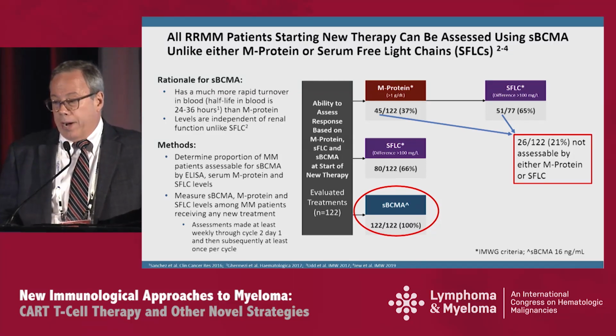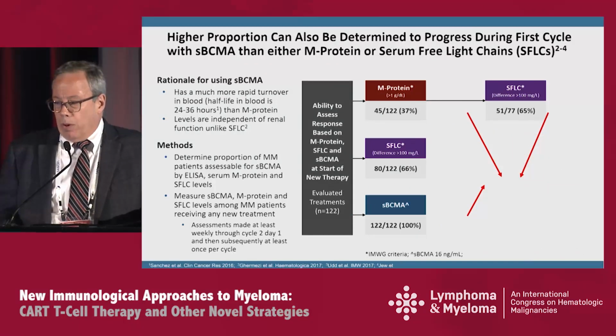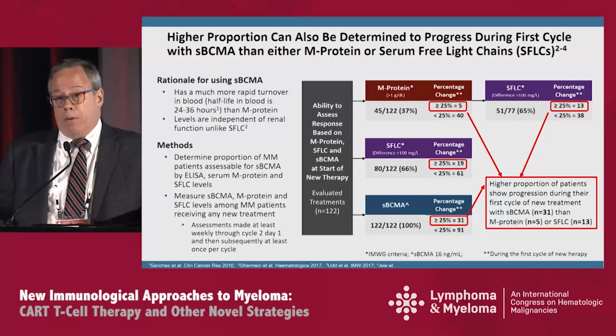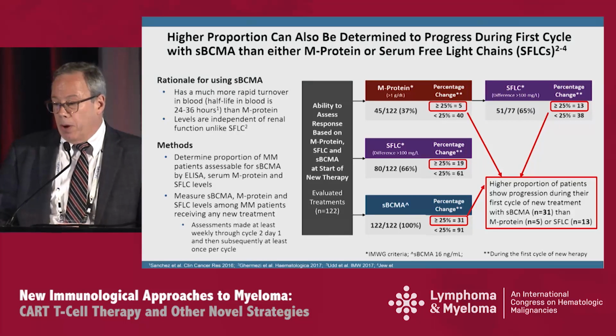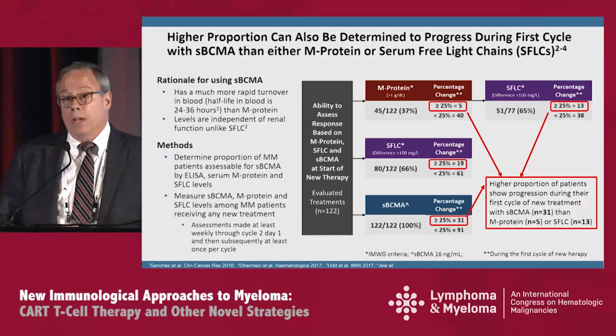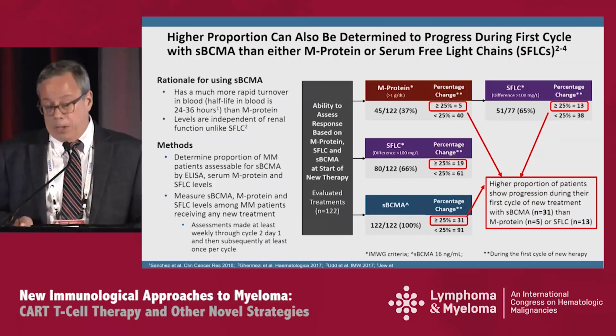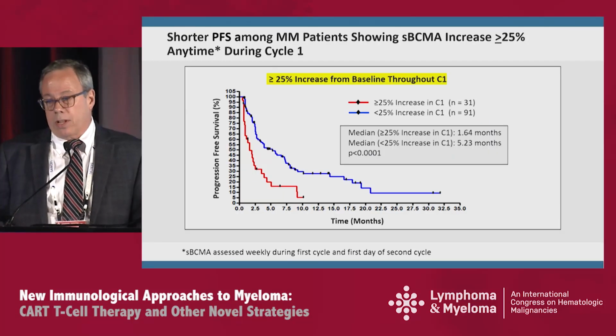Now, importantly, if you look at the number of patients who have a rise in BCMA, M protein, or serum free light chain during the first month of therapy, you'll note that only 5 patients had a rise in their M protein during the first month. Only 13 of those 77 patients that we tested for serum free light chain did, and yet 31 patients had a rise in BCMA during that first month. Now, did that mean anything clinically? Indeed it did. The next slide shows you that.